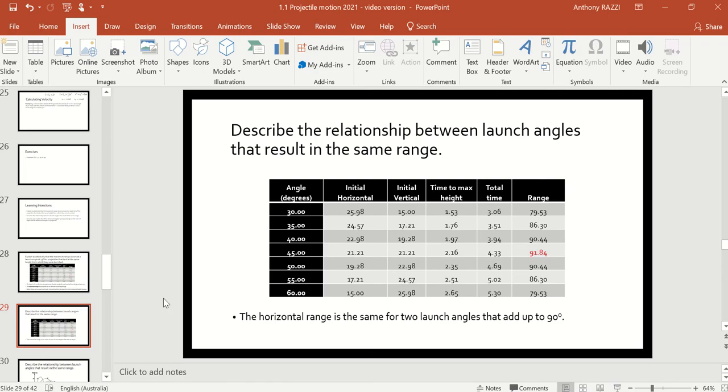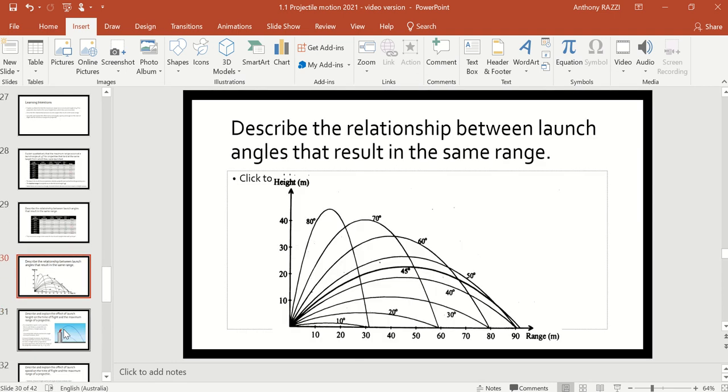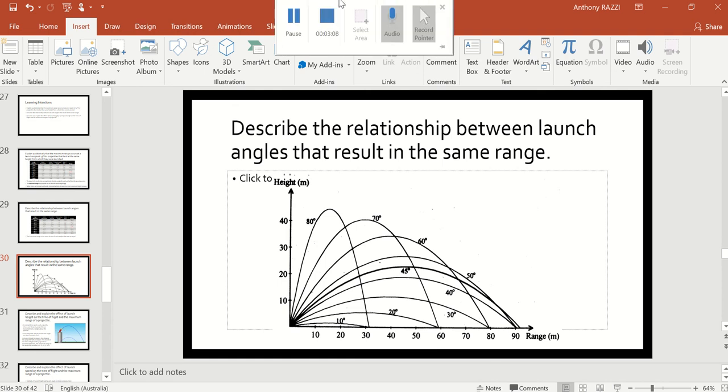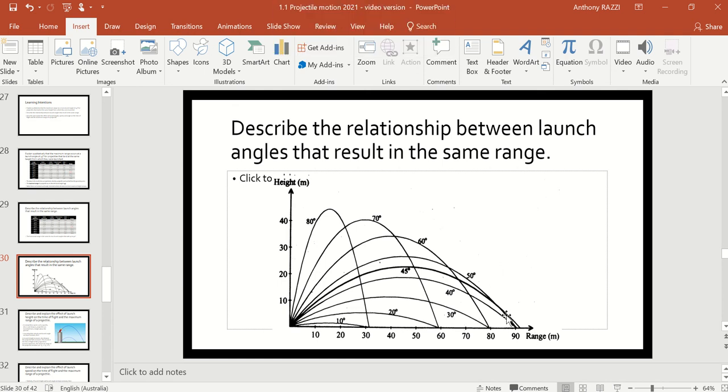So that's the second thing you need to know from this video. Two launch angles that sum up to 90 degrees result in the exact same horizontal range. And here's just a diagram. From here you can see a launch angle of 70 and 20 result in the exact same horizontal range. 60 degrees and 30 degrees result in the same horizontal range. And then 50 and 40, etc.